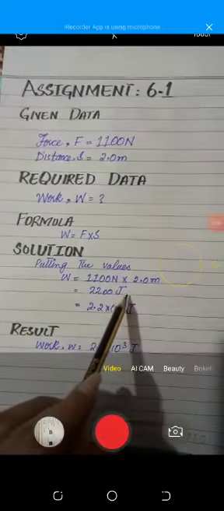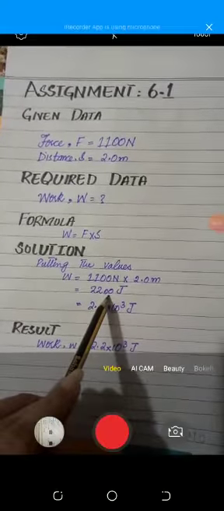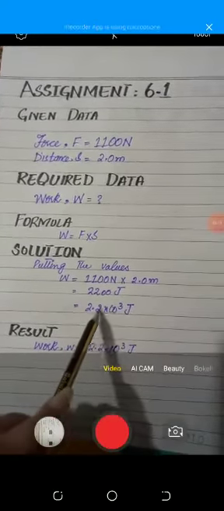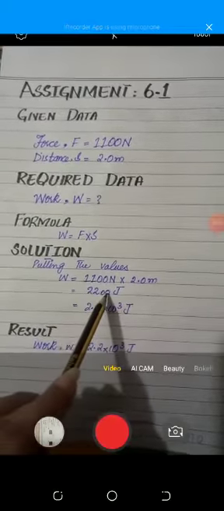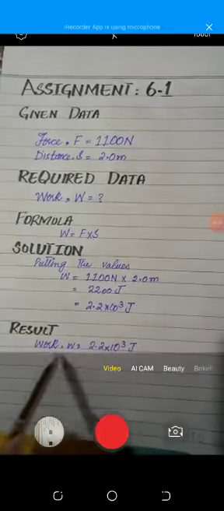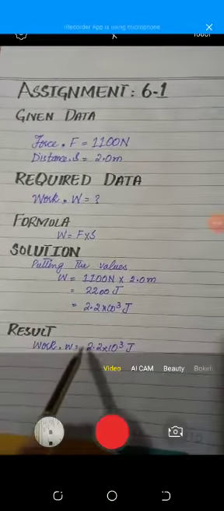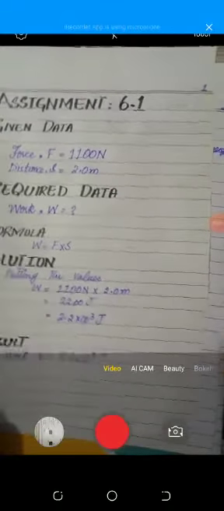is 2200 joule. Now we are converting 2200 into scientific notation, that is 2.2 multiplied by 10 raised to the power 3 joule. We are putting a point here. After that there are 3 digits, so they are converted into 10 power 3 joule. So what will be the result? The work equals 2.2 multiplied by 10 raised to the power 3 joule. This is the assignment 6.1 which we have done.